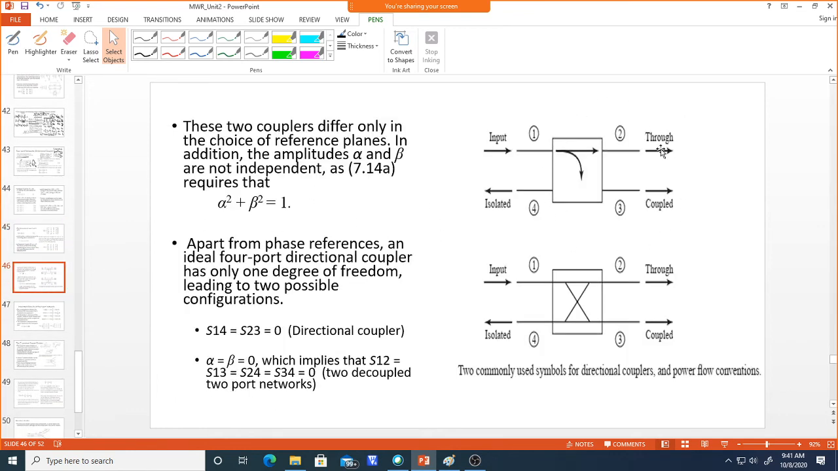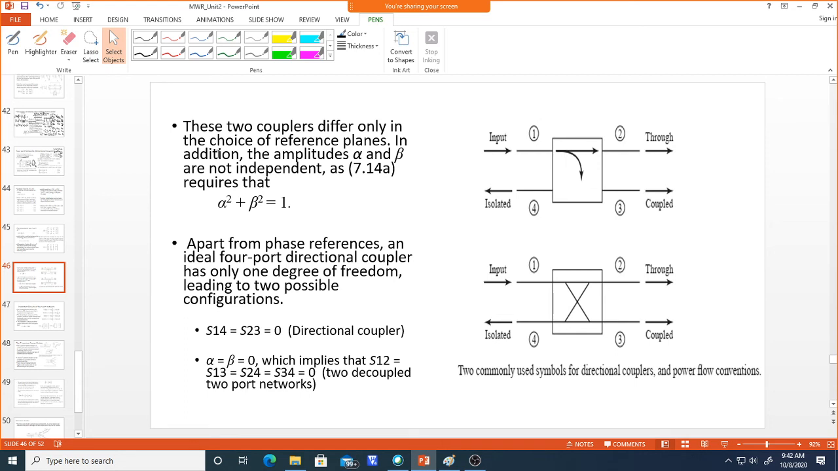Now you can see the two types of representation. In the directional coupler, we can call port 2 the through port, because the power flows from port 1 to port 2 directly, and port 4 is isolated, because if I give the power at port 1, it won't come to port 4. Ideally it will have 0 power, and the coupling port will have some coupled power, which we need to design for different power couplings, that is 3 dB coupler, 6 dB coupler, 10 dB coupler, whatever the user requires.